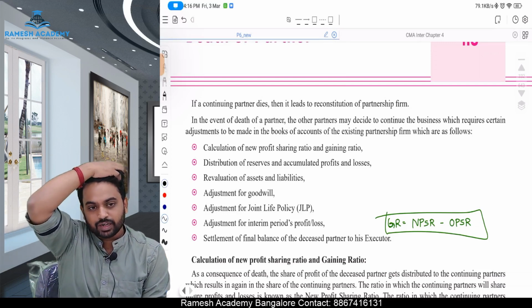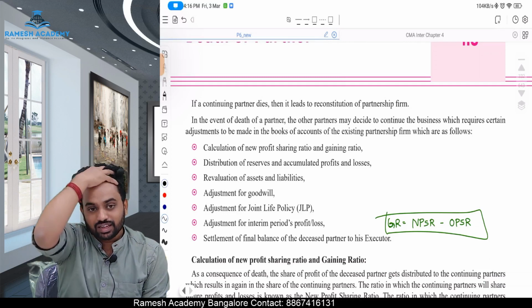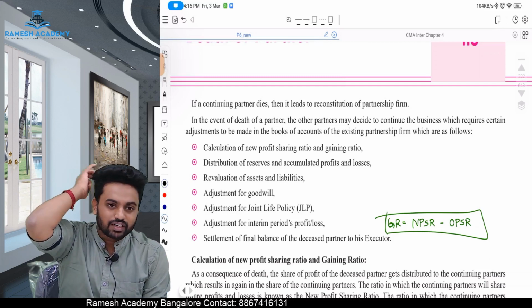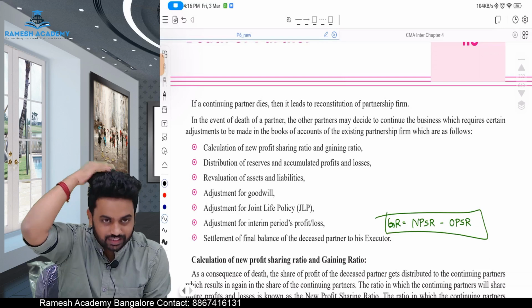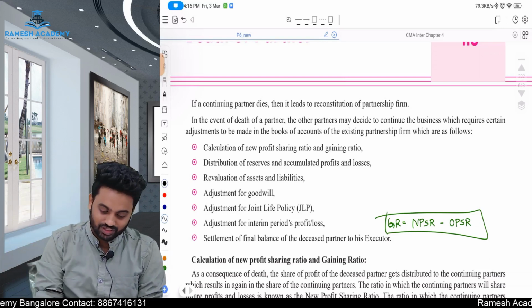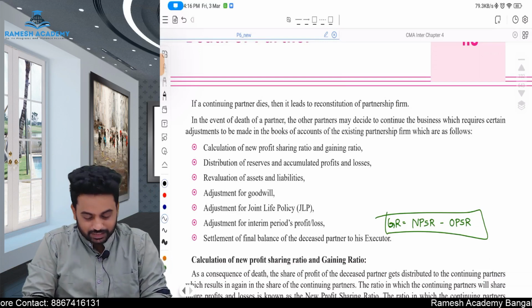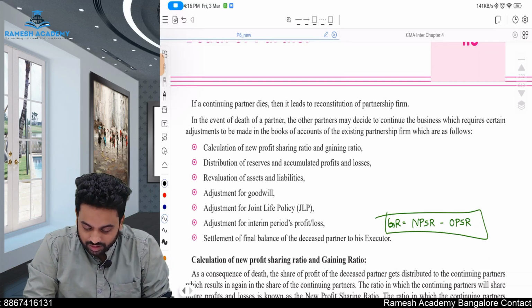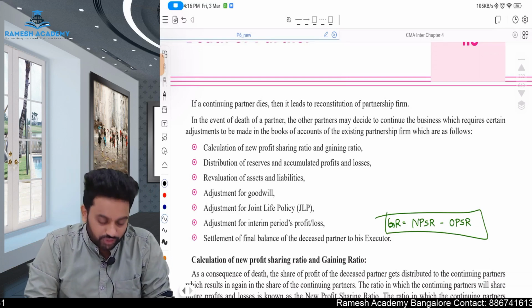Okay. The best part of death is that if someone is bedridden, the other partners will ask, don't die now, don't die, die only after the completion of books, so that it will be easier for us to calculate, right?